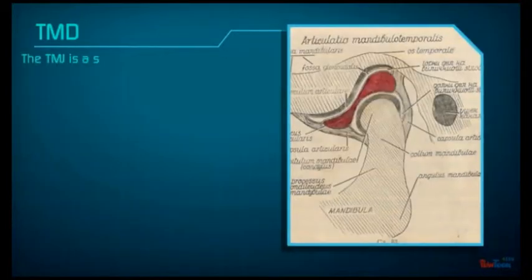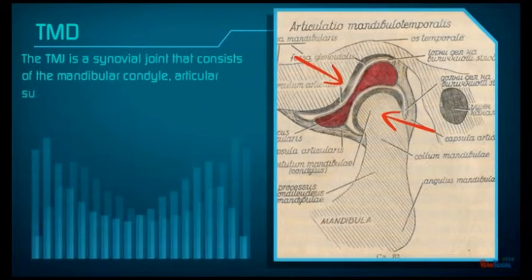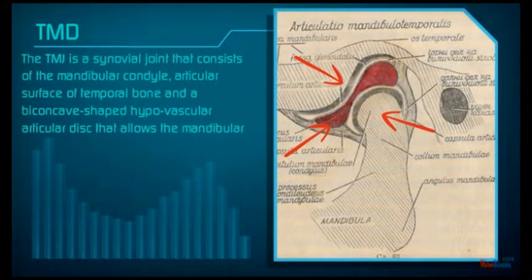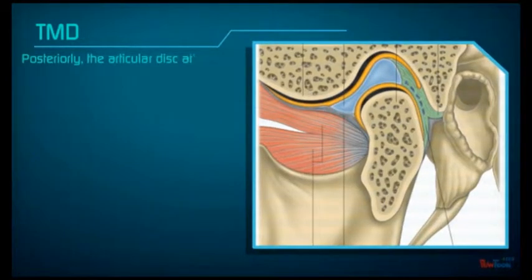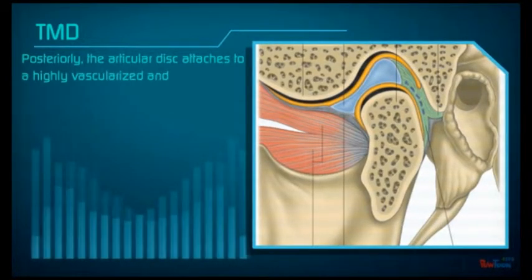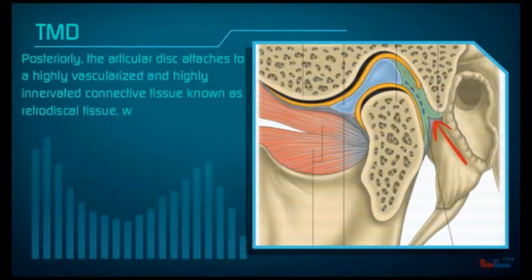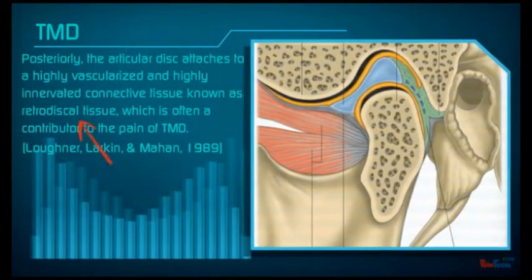The TMJ is a synovial joint that consists of the mandibular condyle, articular surface of temporal bone, and a biconcave-shaped hypervascular articular disc that allows the mandibular condyle to position itself in the articular surface of the temporal bone. Posteriorly, the articular disc attaches to a highly vascularized and highly innervated connective tissue known as retrodiscal tissue, which is often a contributor to the pain of TMD.